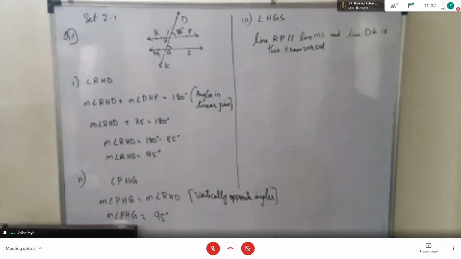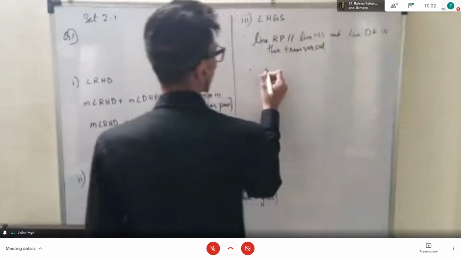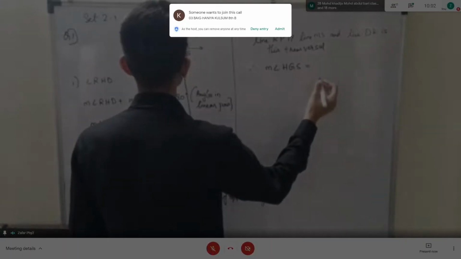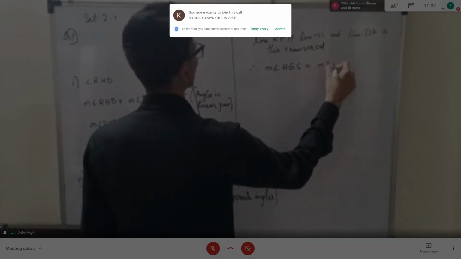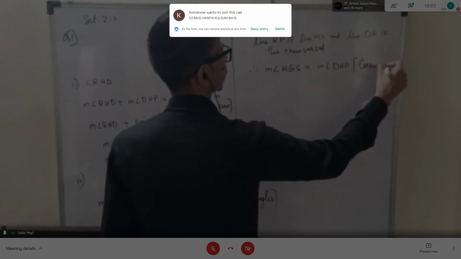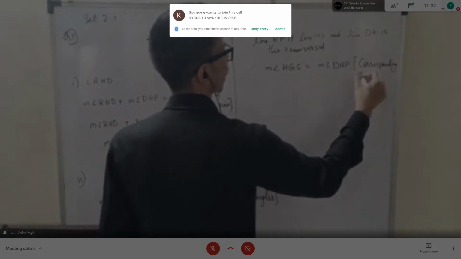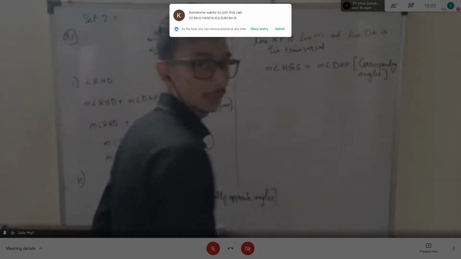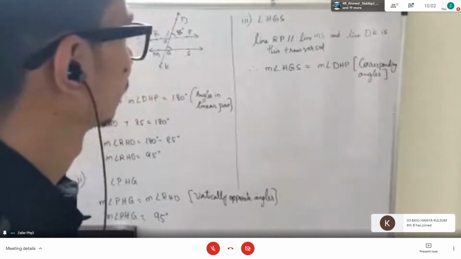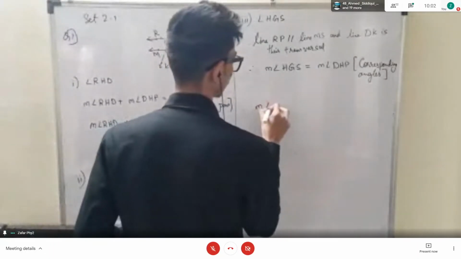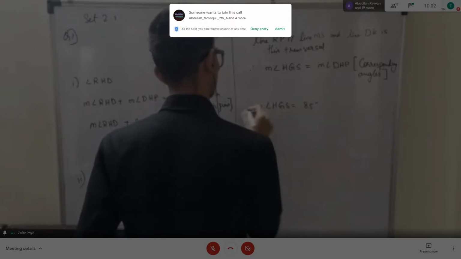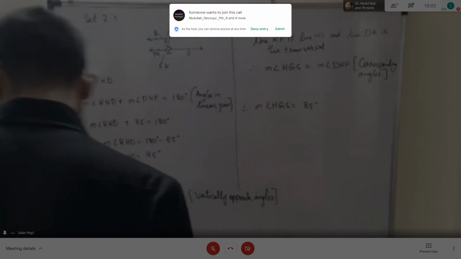So therefore measure of angle HGS is equal to measure of angle DHP, and the reason is corresponding angles. Okay, corresponding angles. So what we can write now? You know DHP. How much it is? 85 degree. Okay, answer over.